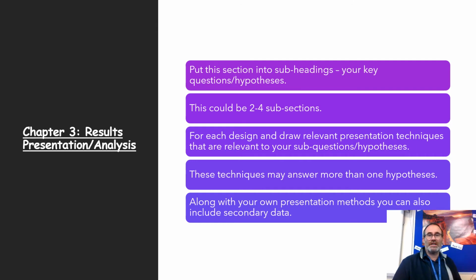Okay, so this is a reminder about how I suggested that you lay out your results presentation. I said use your hypothesis or key questions as headings. So if you've got 2 key questions or 4 key questions, then use them as the subheadings of your results presentation analysis. Then populate it with all your presentation techniques. And then if you look at the last 2 bullet points, I won't repeat those. But then I'll move on to the next slide where I repeat some of the things I said with the mark scheme, but maybe in a slightly easier format.